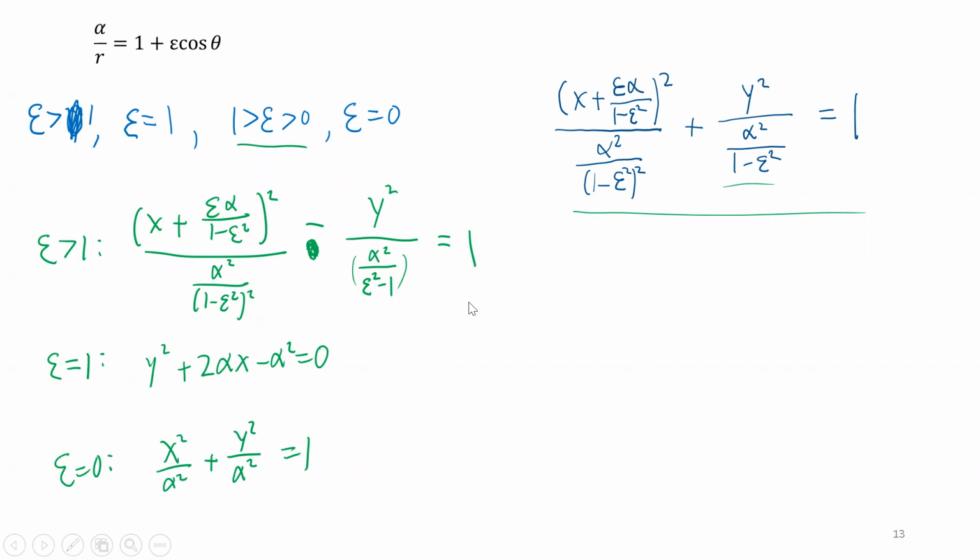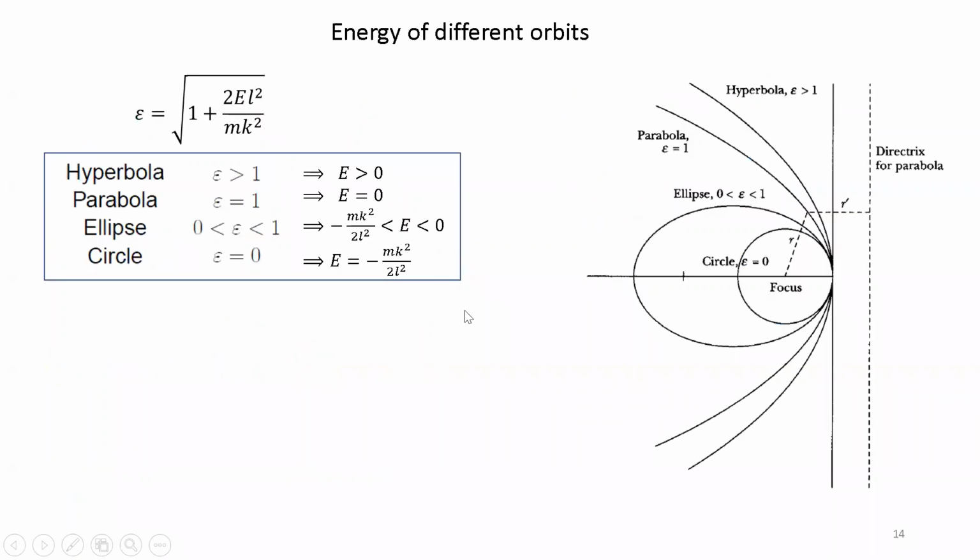So, and actually, I want to focus on the case of ellipse a little bit in a minute. But here, mathematically, we know that different eccentricity values give us different shapes. But also remember that the eccentricity is related to the physical parameters by this relation over here.